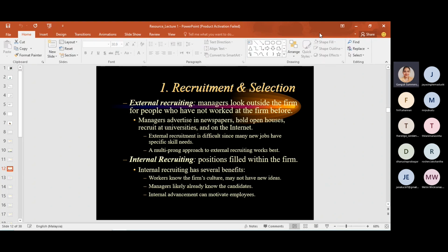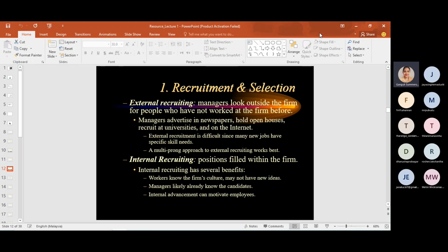Okay, and when you compare internal and external recruiting, internal recruiting can be a little bit easier, because internal recruiting has some benefits. In internal recruiting, you are hiring people from your company itself, right? So these are people you have already worked with. You know these people. They are your people, they are your employees. So you know them.